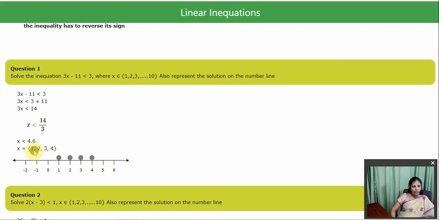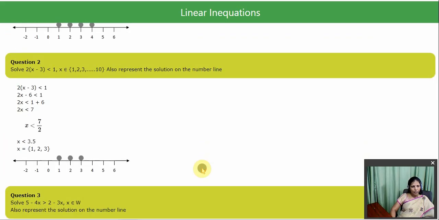And then this 1, 2, 3, 4, we need to plot it and show it in the number line. Right? Clear? Now we will go to the next sum. Question 2. Solve 2 into x minus 3 less than 1, and x belongs to 1, 2, 3, 4, 5, up to 10. Also represent the solutions on the number line.